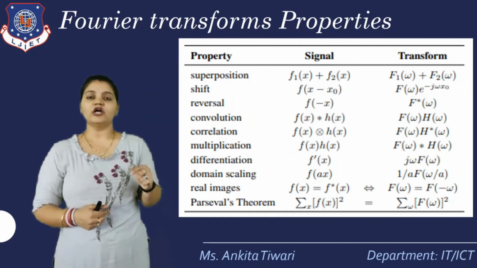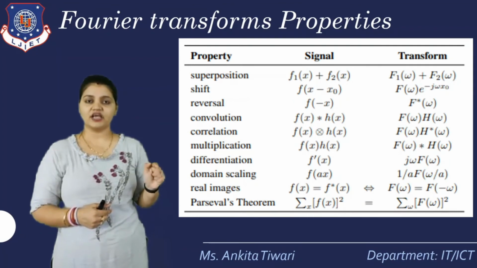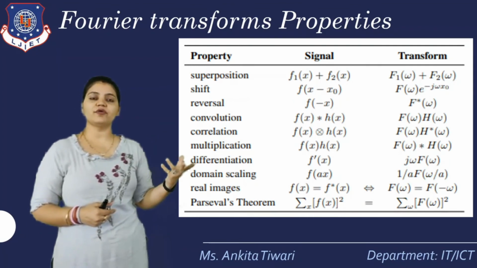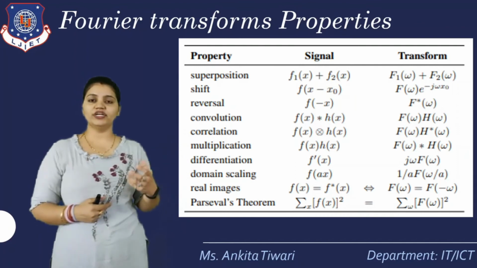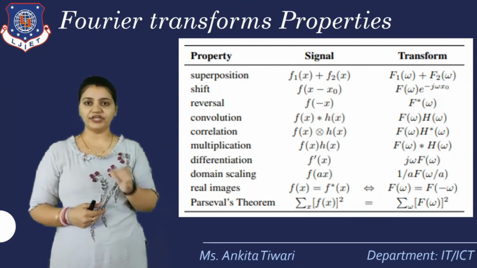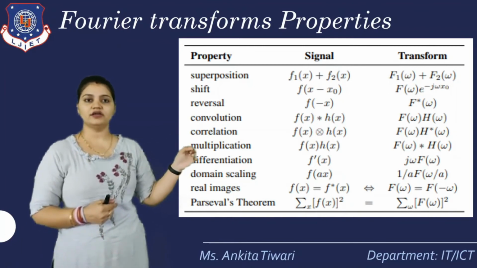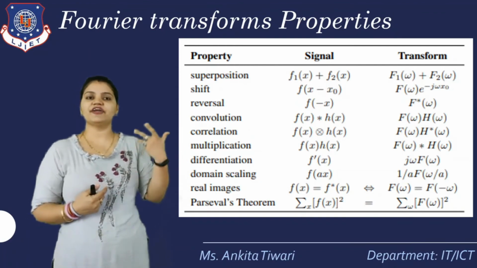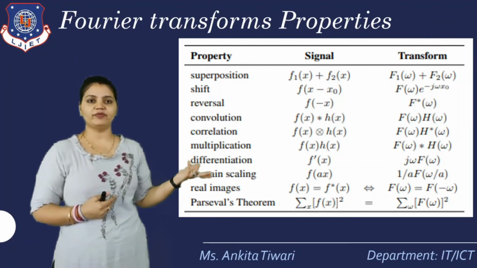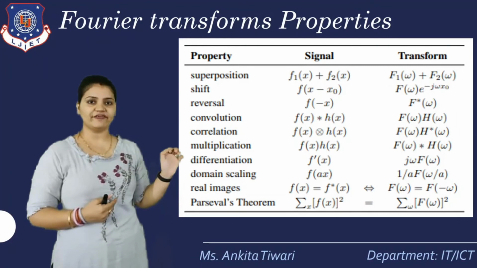Now the convolution, f of x star h of x, is defined in the form of transform as F of w times H of w. Now we have correlation, with respect to the property of cross product. So f of x cross h of x is defined with F of w and H of w star. Multiplication, f of x dot h of x, is defined with F of w star H of w. Differentiation means f dash becomes j w F of w.